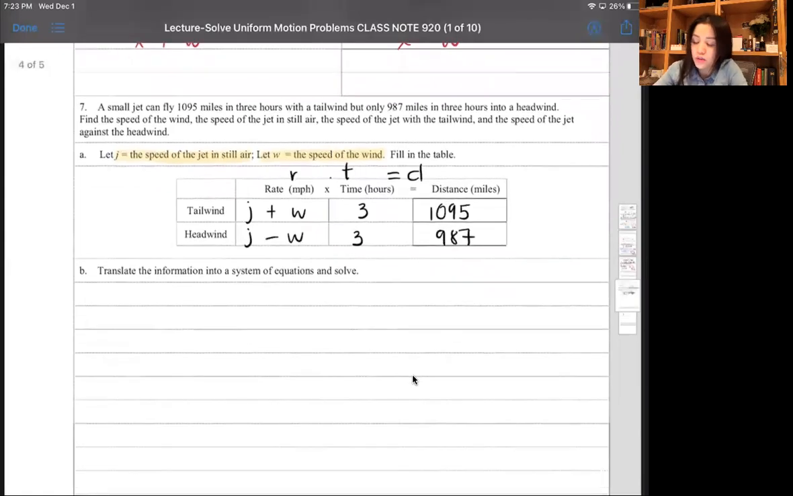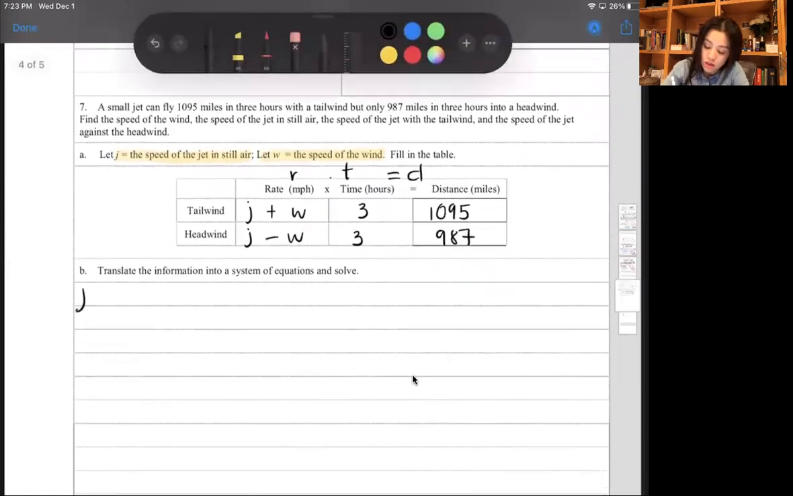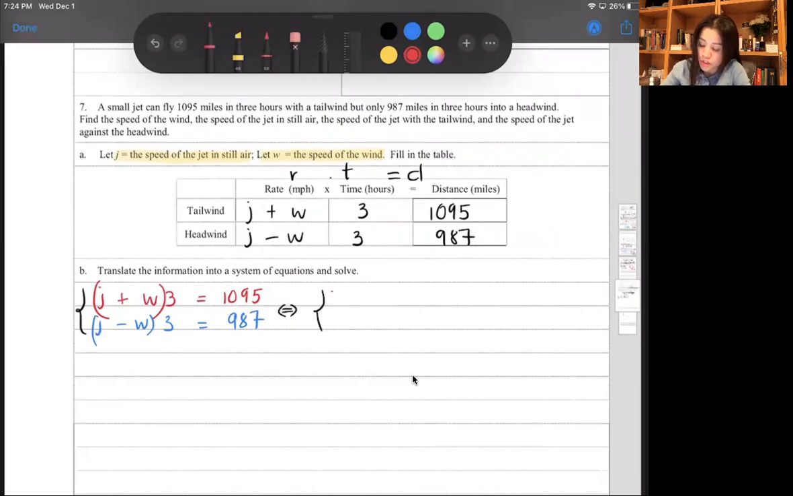Now we're going to put this into a system of equations and solve. So I have J plus W times 3. Make sure you put the parentheses around it. Equal 1095. And then the bottom one, I have J minus W times 3 equal 987. Okay, distribute the 3: 3J plus 3W equal 1095. And then I got 3J minus 3W equal 987.